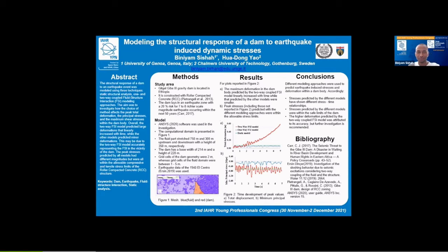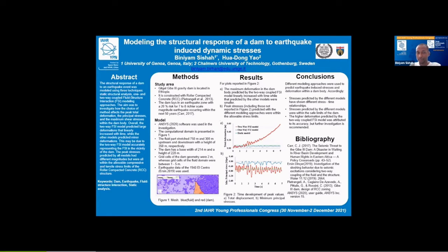In terms of the results, they are presented in figure 2. The first one presents the total deformation with time, and the three models are presented here. In panel A, the maximum deformation in the dam body predicted by the two-way coupled FSI model linearly increased with time, while that predicted by the other models was smaller. This linear relationship actually started around 2, which is the time where we have the maximum ground acceleration. So it could be related to this.